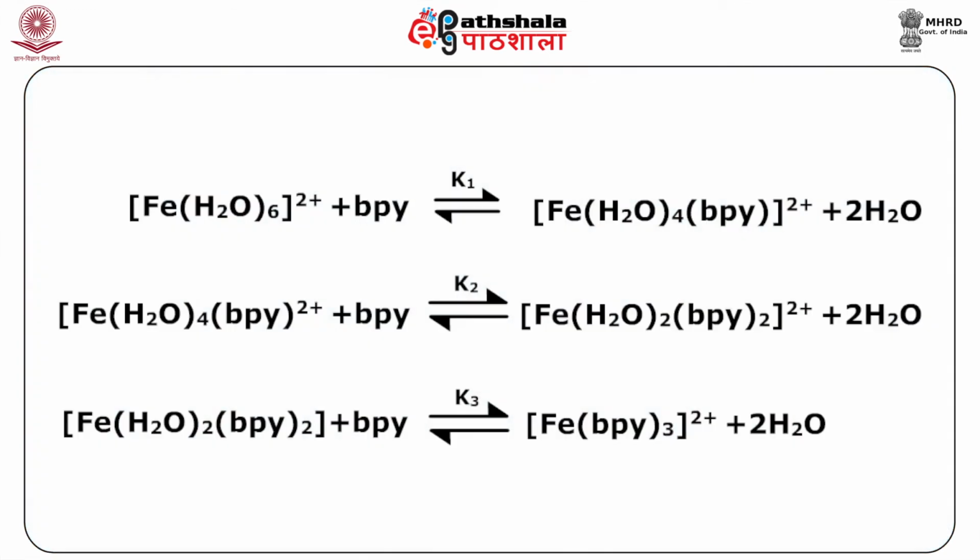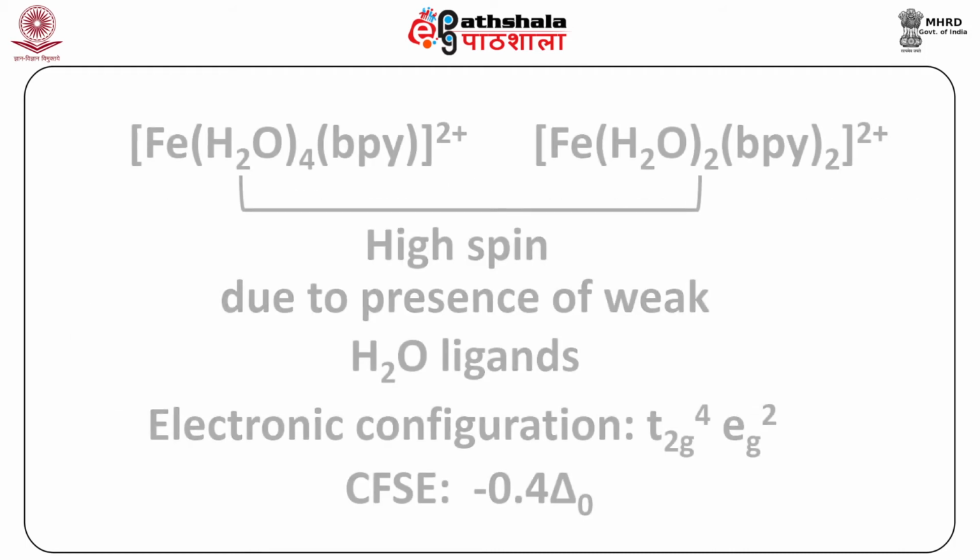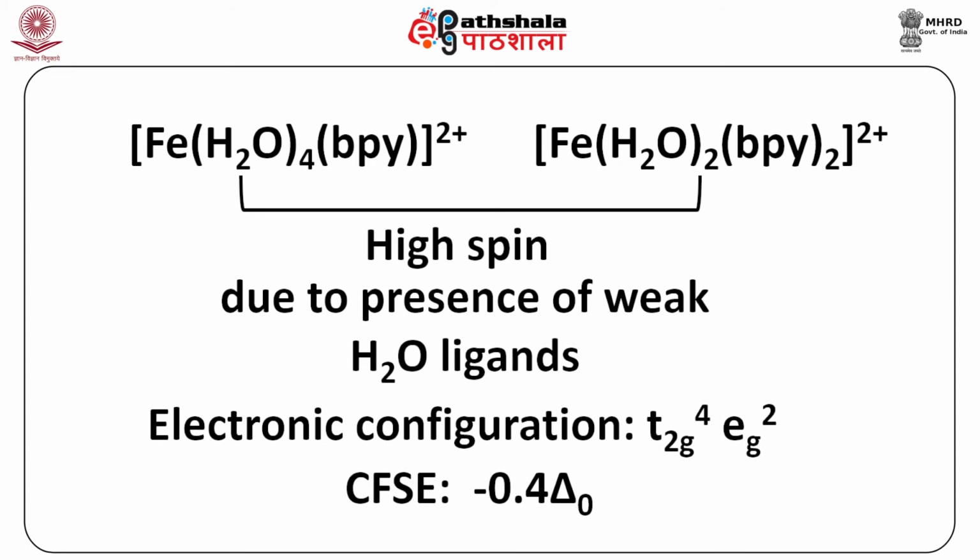The formation of the ferrous bipyridyl complex ion with bipyridyl takes place in 3 steps, and the order of formation of bipyridyl complexes is as follows. The two complexes Fe(H2O)4(bipy) and Fe(H2O)2(bipy)2 are high spin due to the presence of weak H2O ligands, having t2g4 eg2 electronic configuration with CFSE of -0.4 Δ0.